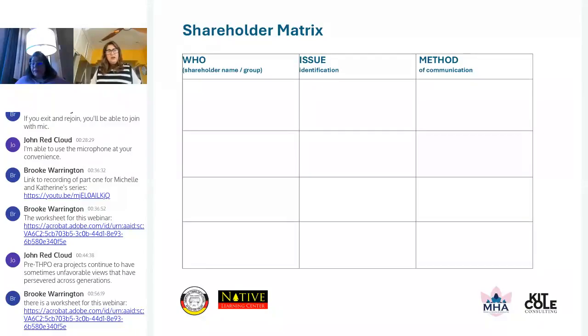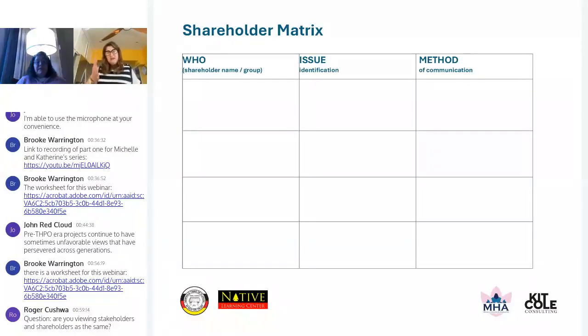So I see Roger is typing, but John, just to go back to your project, I'm just thinking about the complexity of your project. So you have residents, right, who are getting these solar appliances. They certainly would be there on the left-hand side in that upper left-hand corner, but you probably also have maybe the THPO for the tribe. Who are some other folks, John, when you think about your project, you think about putting in that left-hand column under the who?